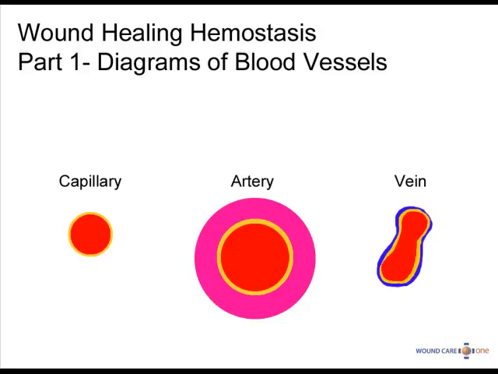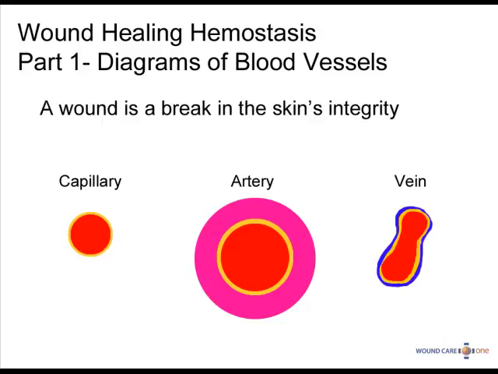Wound Healing, the Basics on the Cellular and Biochemical Levels, Hemostasis, Part 1. For our discussion, a wound is defined as a break in the skin's integrity that causes the formation of a pathway for the outside environment to enter the internal environment of the body. The reestablishing of structural integrity of the skin is part of the healing process.